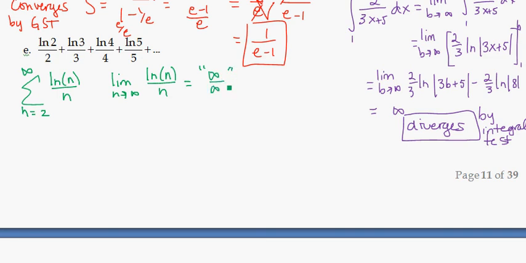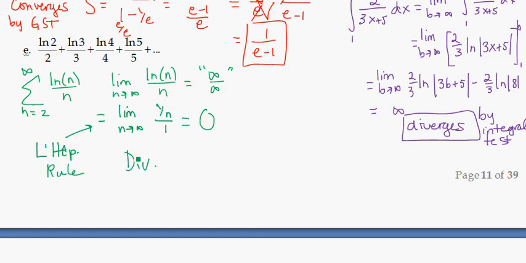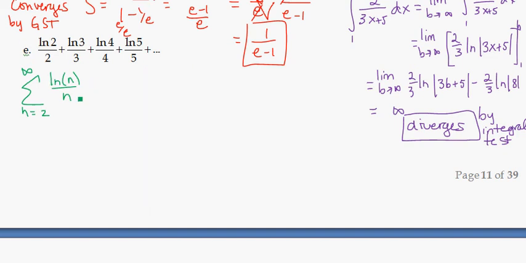So we could apply L'Hopital's rule. But unfortunately, after all that work, we just get 0 anyway. So the divergence test is not going to help us with anything. So we're back to the drawing board. We start from scratch again and we realize, okay, divergence test doesn't help. This is not geometric, so we're going to have to do improper integrals again.